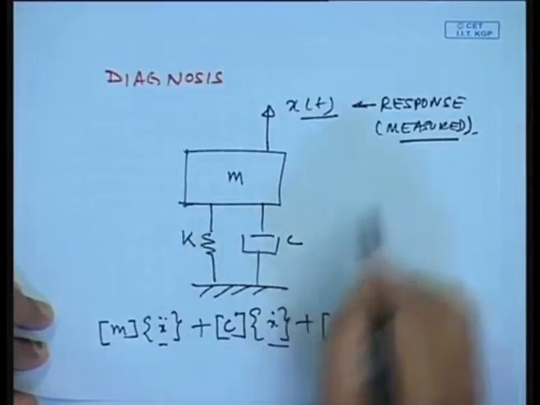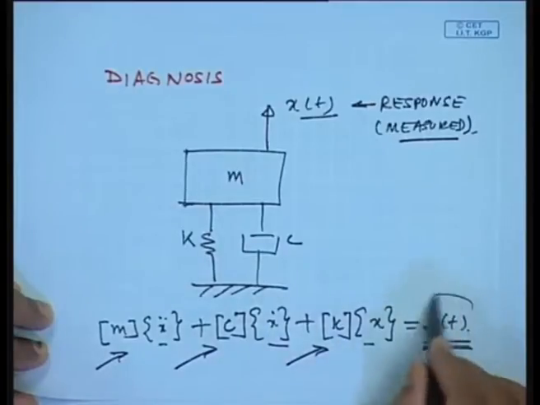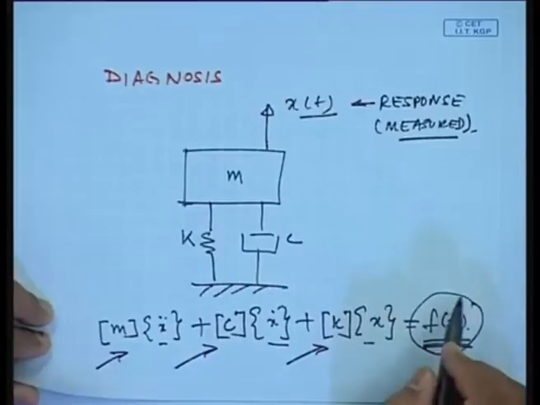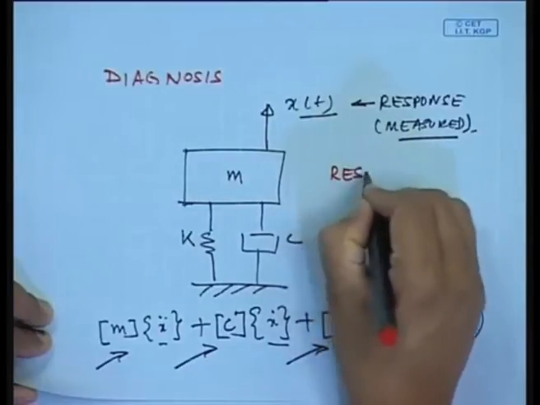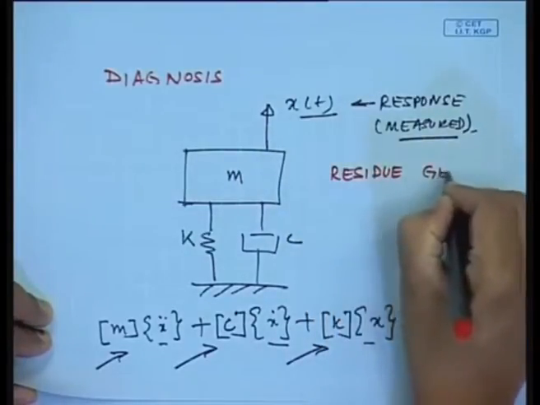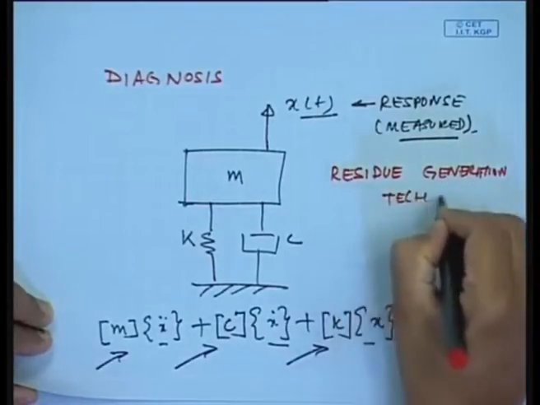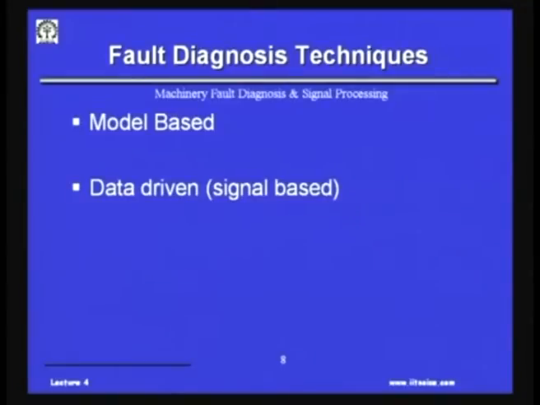And once I have the response measured, and if I have some estimate of this m, c and k, I can, through this equation, find out this force. If this force is abnormal, if the force is more than what is necessary, I can say a fault has occurred in the system. And this could be done by what is known as the residue generation technique. In the model based system, one such method is the residual generation technique.